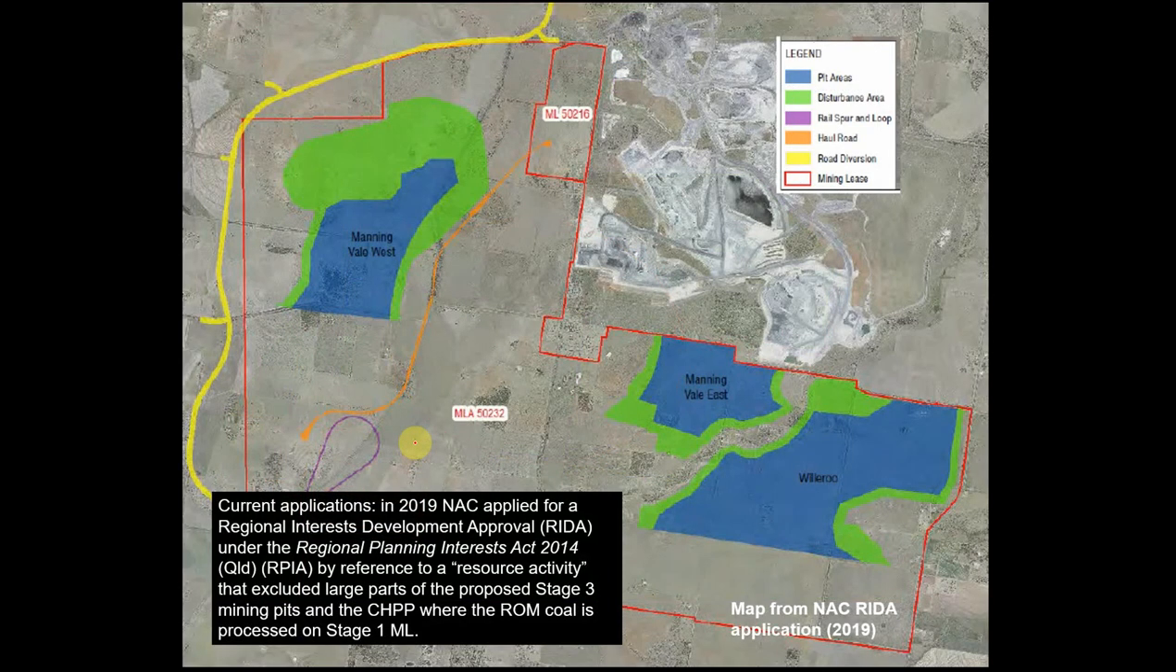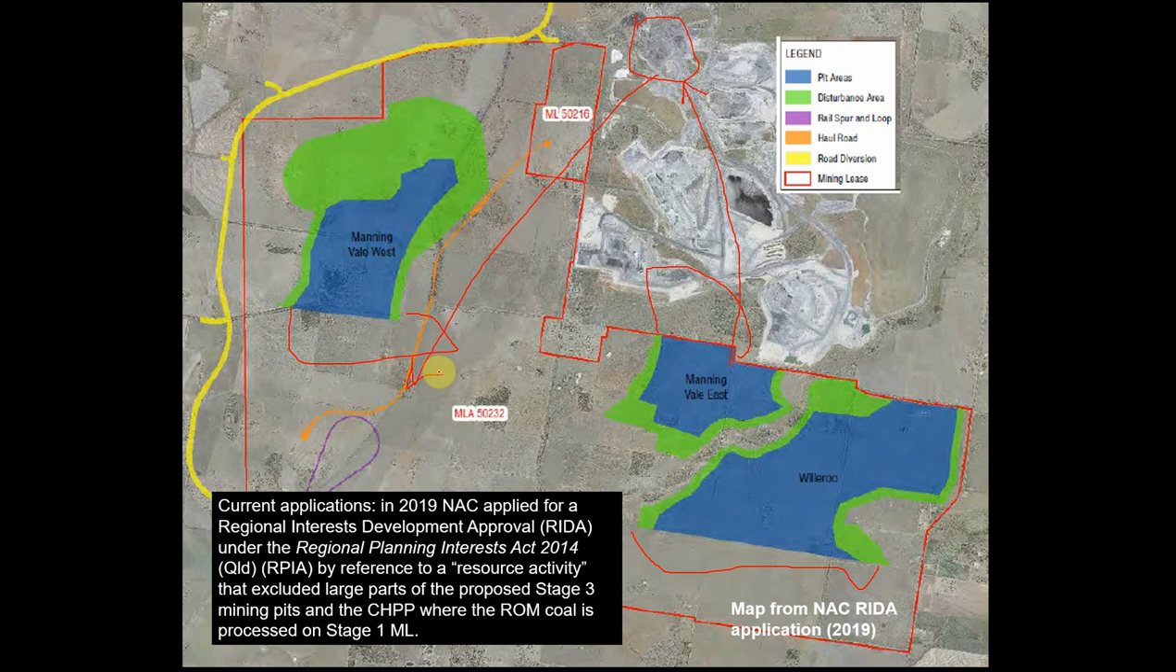Stage 3 triggers the Regional Planning Interest Act. I mentioned earlier that the mine has been pretty tricky in how it's doing its application. My view is it's a piecemeal application. It's not applied really for what Stage 3 involves. You can see there that for the Stage 3 pits, they've chopped off West Pit, they've chopped off the bottom of Manning Vale West Pit, and they've chopped off a bit of Willaroo Pit. But they've also left out from their application the coal handling and processing plant. So trucks are going to drive across to the coal handling processing plant with coal and then go down to the rail link. All of those things have been left out from the application.